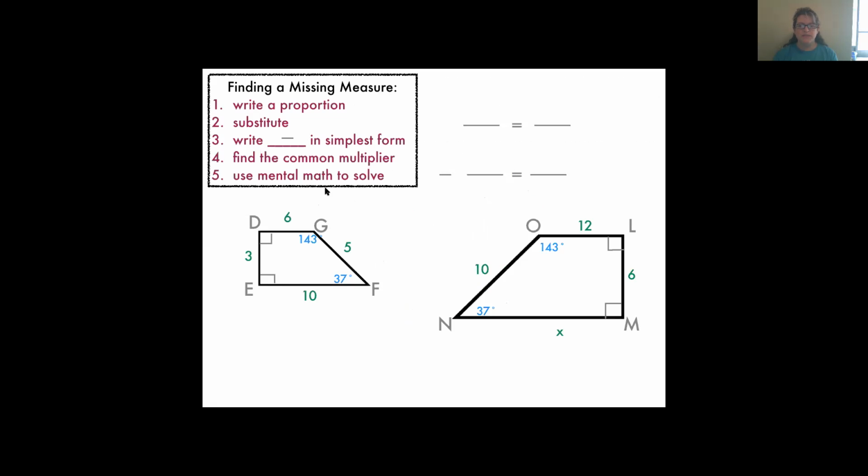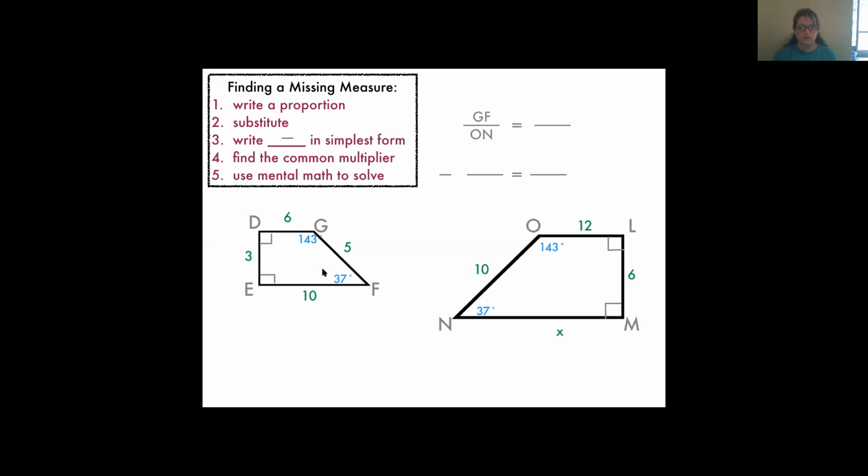Now, how do we find a missing measure? This is what we're going to work on today. So here we have two similar polygons. All right? Each corner or angle has a letter. Each side is represented by the length, all right? And then we have these two angles are labeled already. Now, I did not label these because they form a right angle, all right? Same with over here, all right? So since these are similar, we can write a proportion.